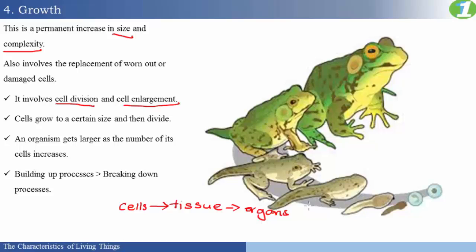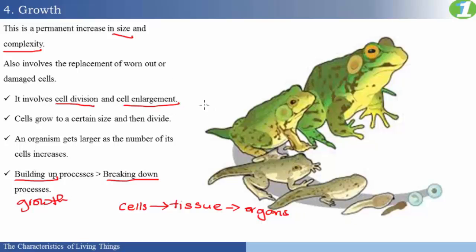Now, if the amount of cells being created at a specific time is greater than the number of cells being broken down, the worn out cells that are being replaced or removed from the body, then growth will be achieved, right? So let's go over that again. If the building up, that is the making of new cells, is greater than the breaking down or removal of old worn out cells, then growth will be achieved.